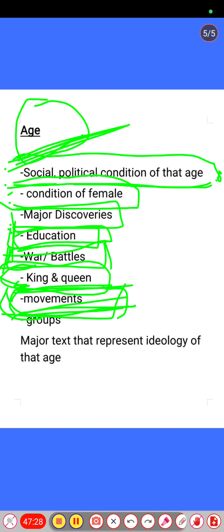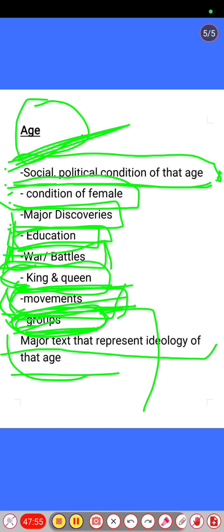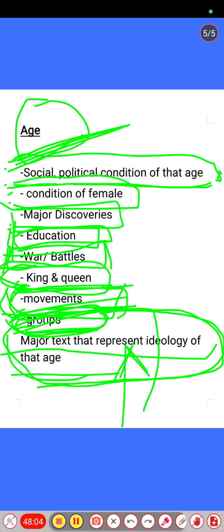Major movements and groups are always very important, not only literary groups, but also political and social groups. Some female groups were there in the age of Pope, the Augustan age, so groups are important to recall. Kit-Cat Club we have. A major text that represents the ideology of that age is always very important to understand and recall, because that text will represent whatever has happened during that age.